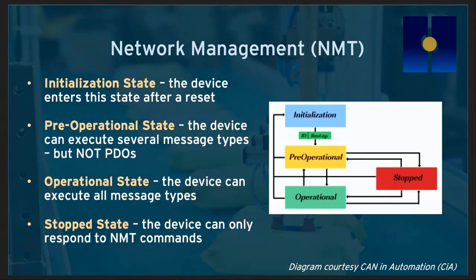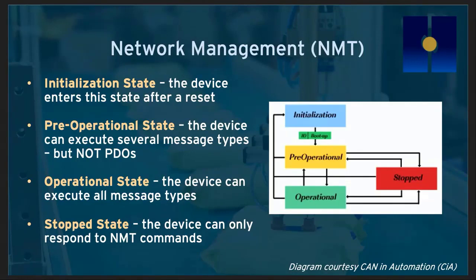And then if something goes wrong, or the master stops the network, the device can go into the stop state. But in the stop state, it can only respond to an instruction to go into a different state through an NMT command. So you can't send SDOs to a slave and have it respond if it's in stop mode. As the master, you're going to have to make sure it's at least in the pre-operational mode if you want to exchange any messages with it at all, other than network management messages.